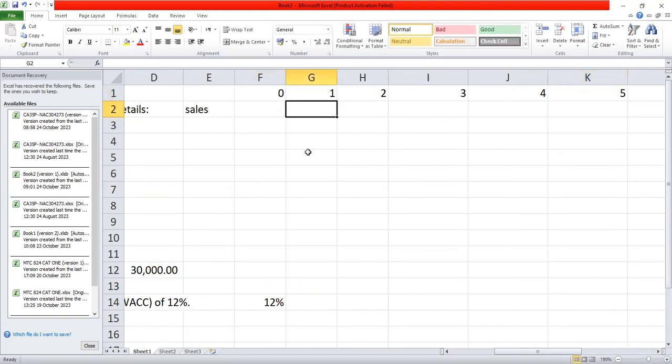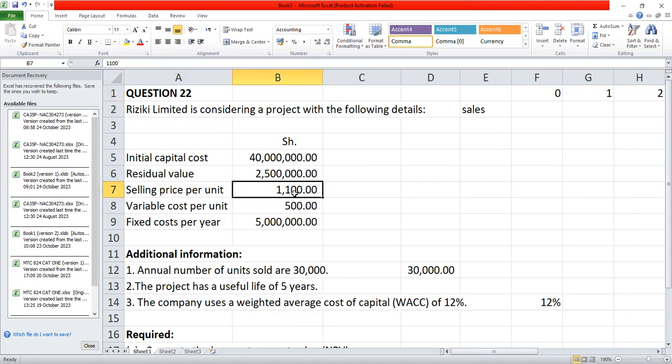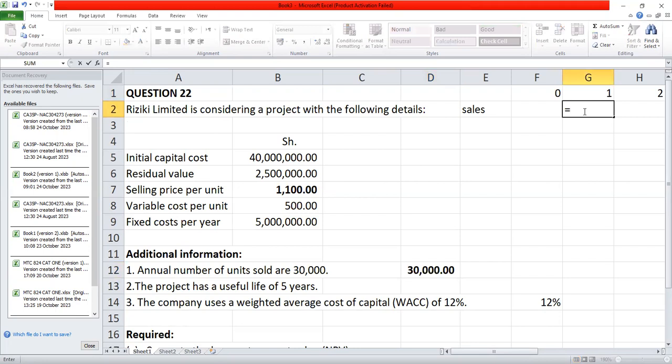So for our sales, we are going to take the selling price per unit of 1,100, and multiply it with this 30,000, which is the number of units sold. You multiply these two to get the sales. We take the selling price per unit times the units sold. So we say it's equal to, you come here and take this 1,100, then multiply with this 30,000, which was the units sold. Then we get our sales.